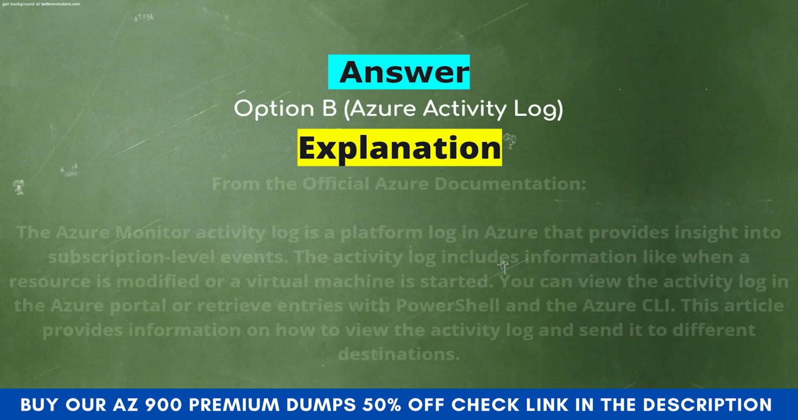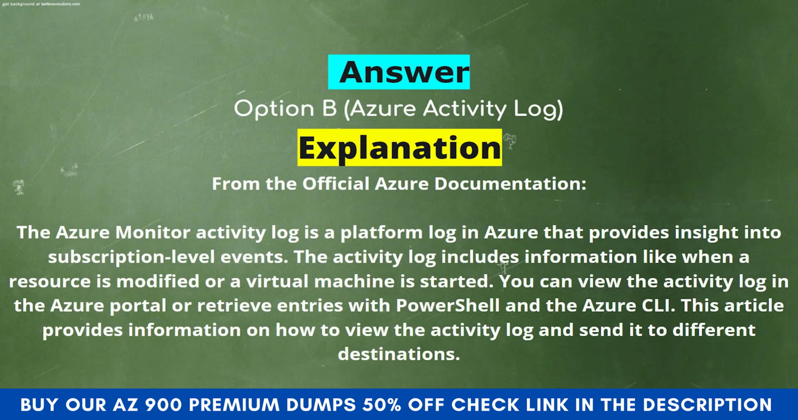Explanation from the official Azure documentation. The Azure Monitor Activity Log is a platform log in Azure that provides insight into subscription-level events. The activity log includes information like when a resource is modified or a virtual machine is started. You can view the activity log in the Azure portal or retrieve entries with PowerShell and the Azure CLI. This article provides information on how to view the activity log and send it to different destinations.